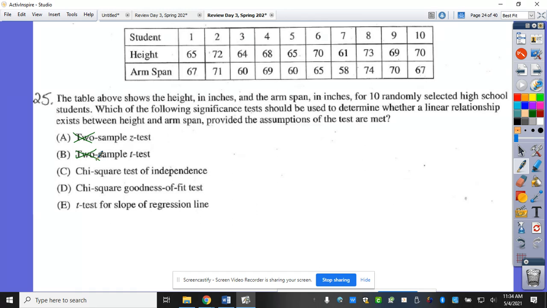Which of the following significance tests should be used to determine whether a linear relationship exists between height and arm span? That second sentence, what is the one most important word? Or I guess 2 words. Basically 1 word. It is testing this. What is my only option here that is actually testing a linear relationship? Slope.